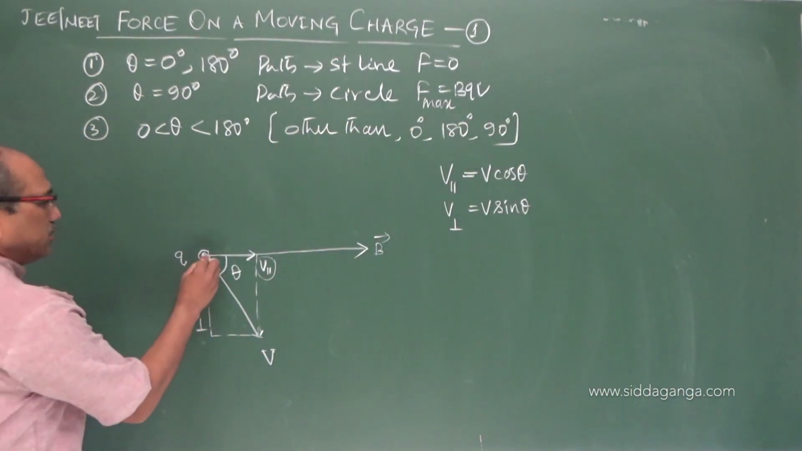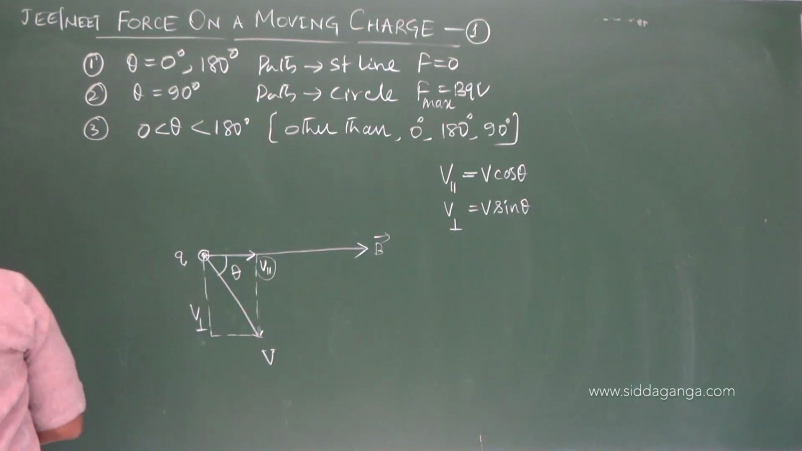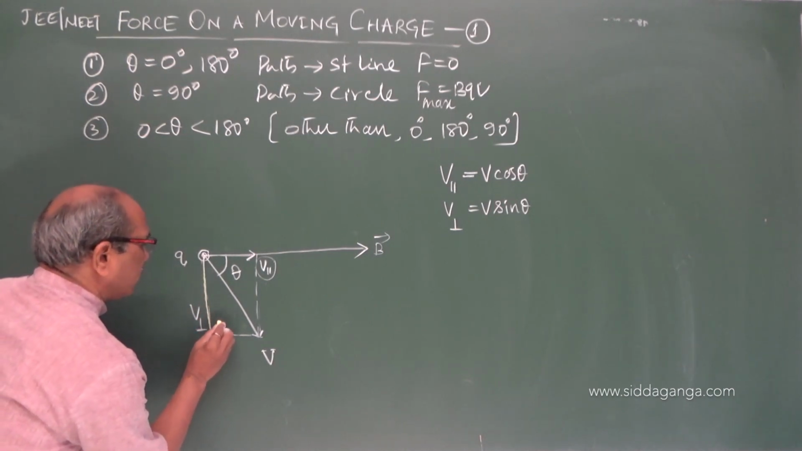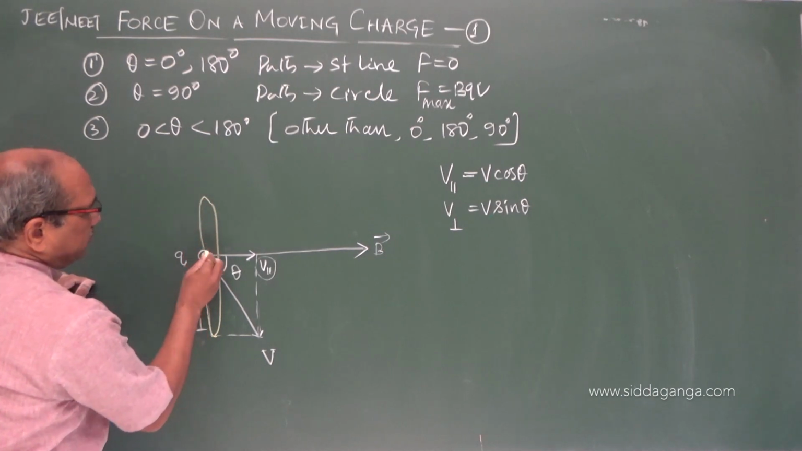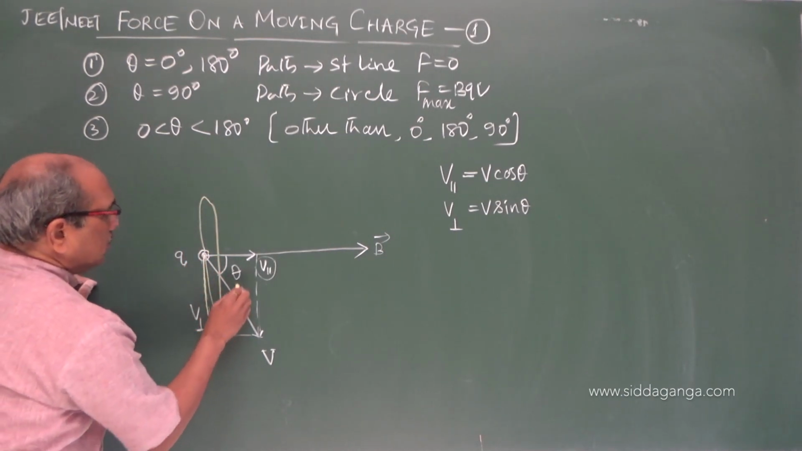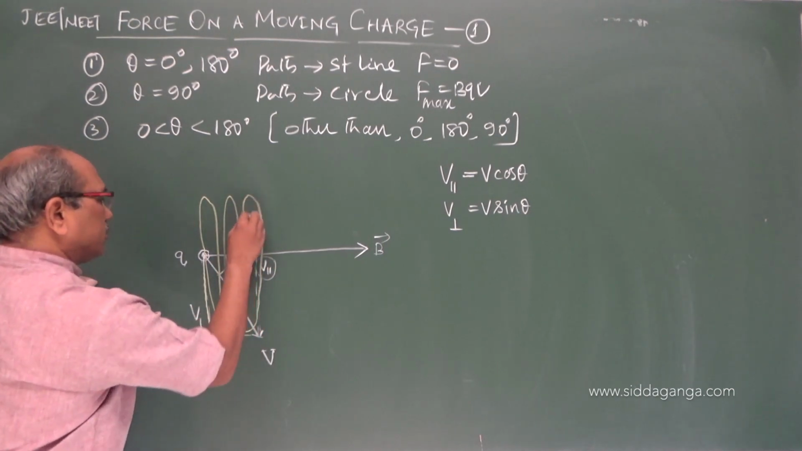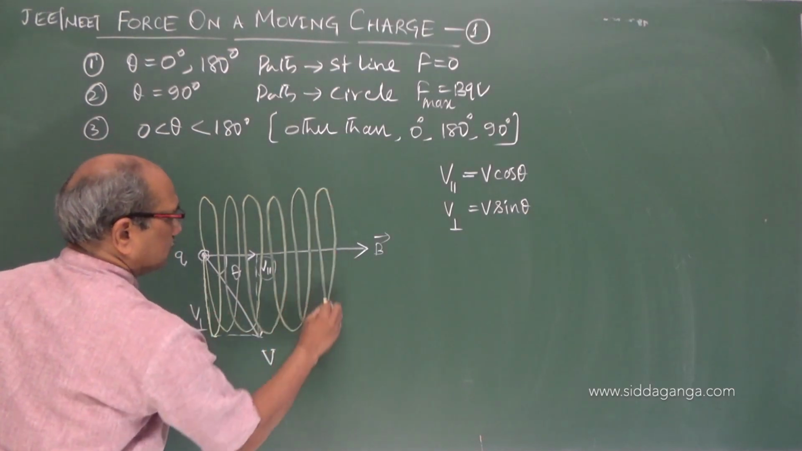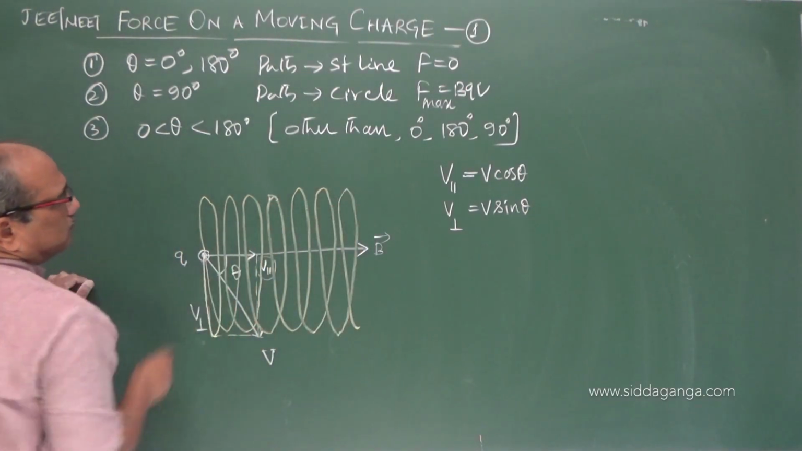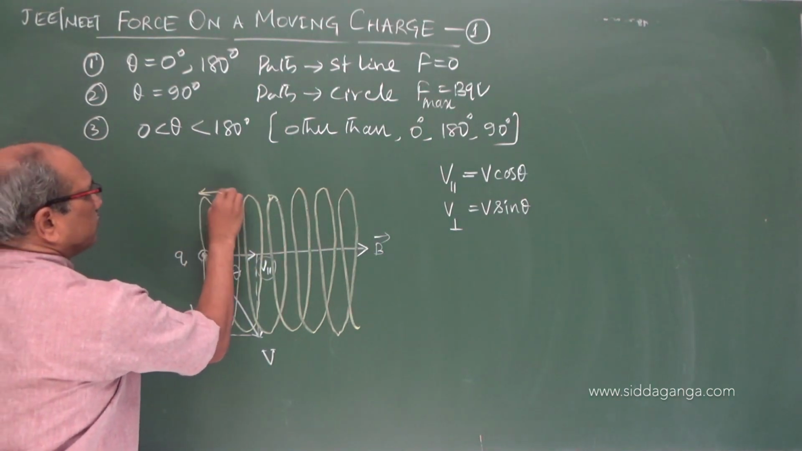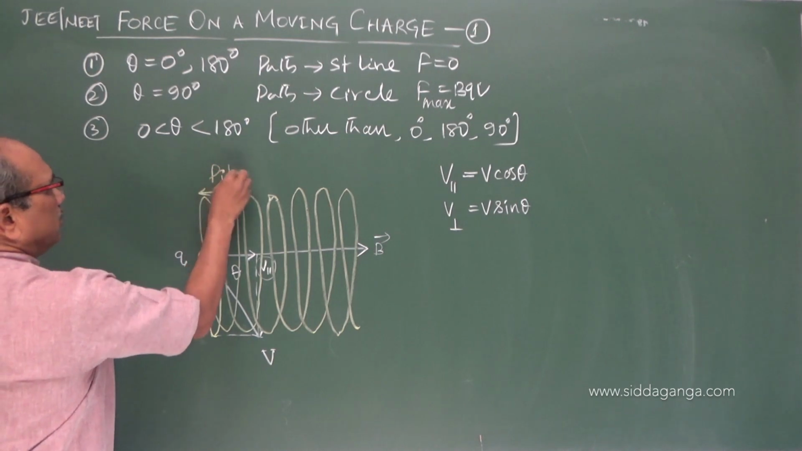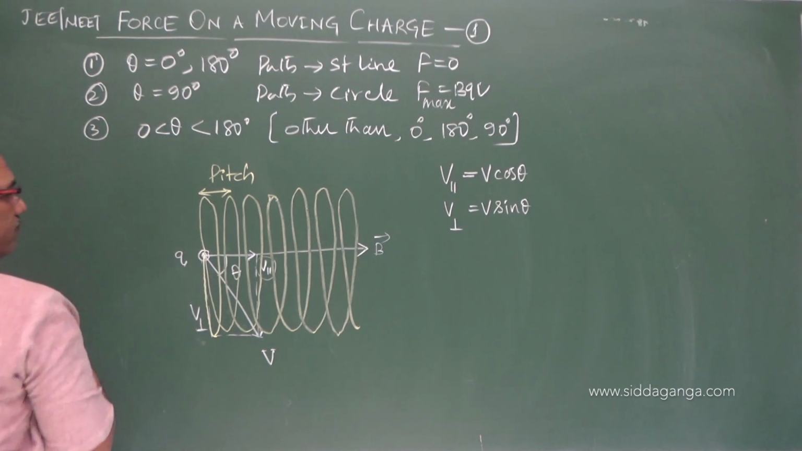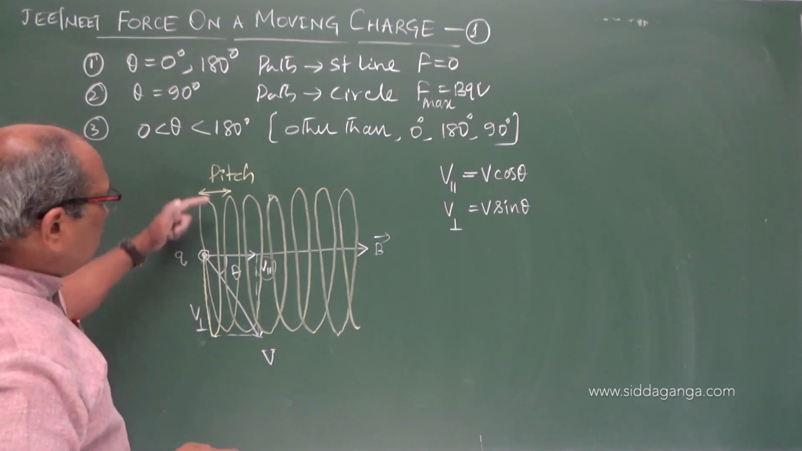What happens in that case is that the charged particle slowly starts to describe a circle along with advancement in the direction of the parallel component. So we see the path like this. It starts describing a helical path. The path becomes a helix. The distance between successive turns is called the pitch. However, the perpendicular component makes it describe a circle.